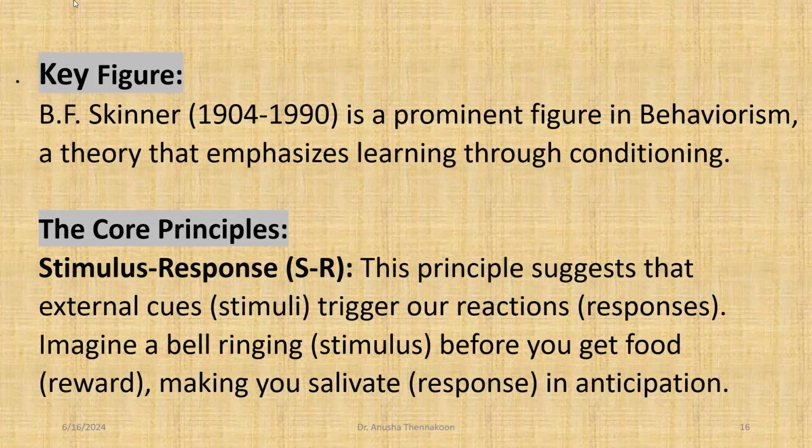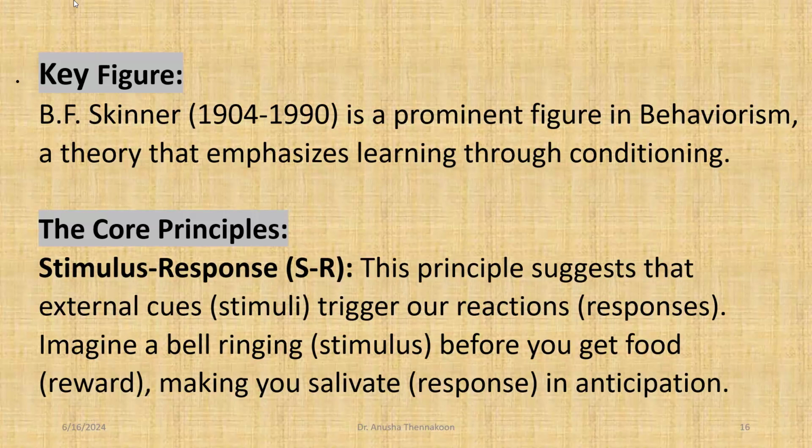Okay, madam. Stimulus response. This principle suggests that external cues or stimuli trigger our reaction. So for us to react, there should be some external trigger. You know, triggers are there in weapons. If it is a pistol or gun, there is a trigger. When we pull it only, the bullet will go out. I just wanted to explain you the meaning of trigger. So when we get some trigger from the environment, we will react.